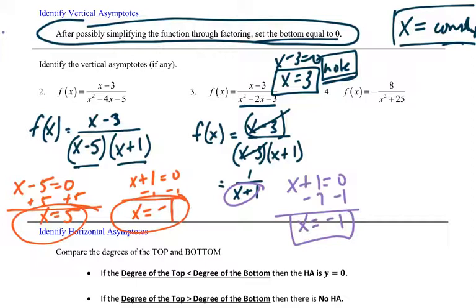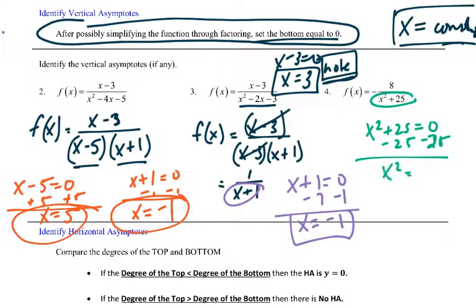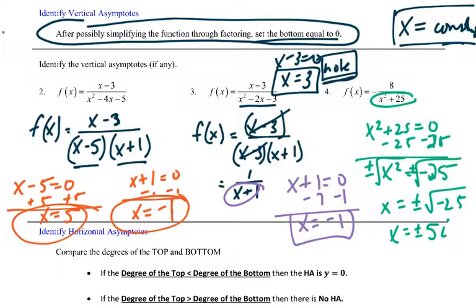On this one, we're going to take our denominator and set it equal to 0. So that's going to be x squared plus 25 equals 0. Subtract 25 from both sides. We get x squared equals -25. This should be a throwback because we get plus or minus the square root. So we get x equals plus or minus the square root of -25, which equals plus or minus 5i.